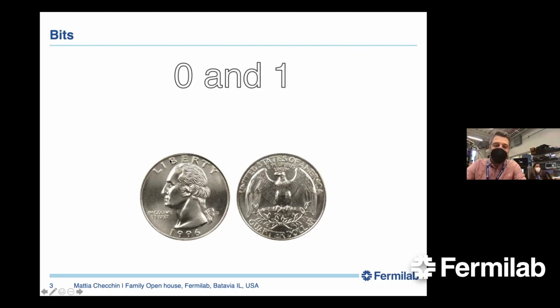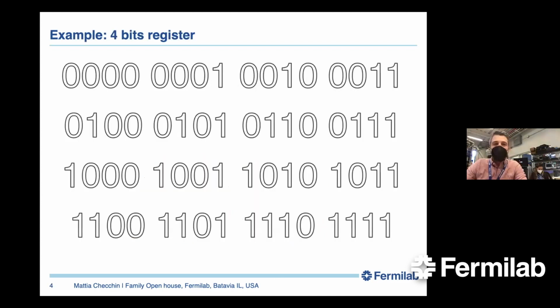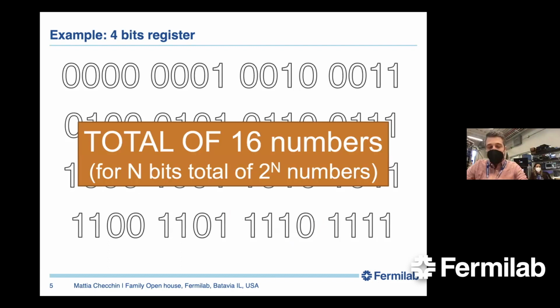And if you think about a simple coin, you can imagine that 0, for example, is head and 1 is cross. So if you think about having a 4-bit register, you can actually represent a certain amount of numbers. And you can see here with a 4-bit register, you can represent a total of 16 numbers. And if you do the math, you can figure out that if you have a number n of normal bits, you can actually represent a total of 2 to the n numbers.